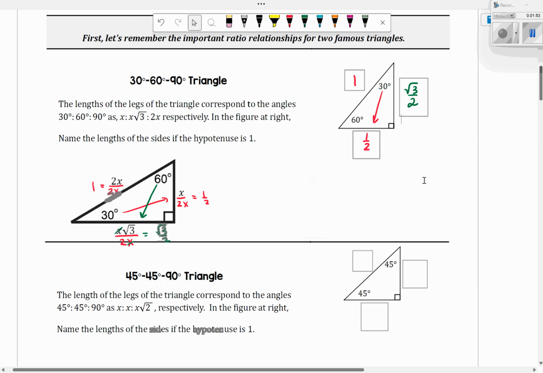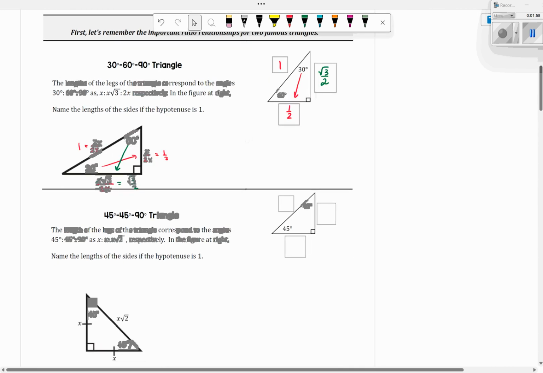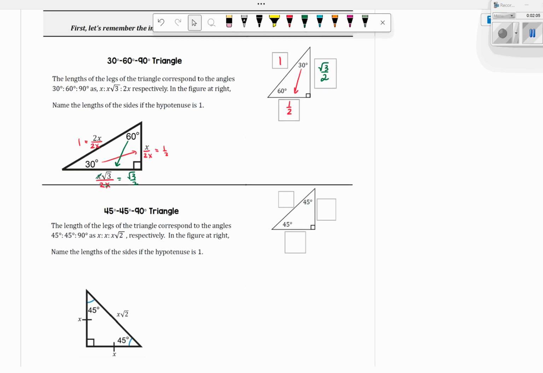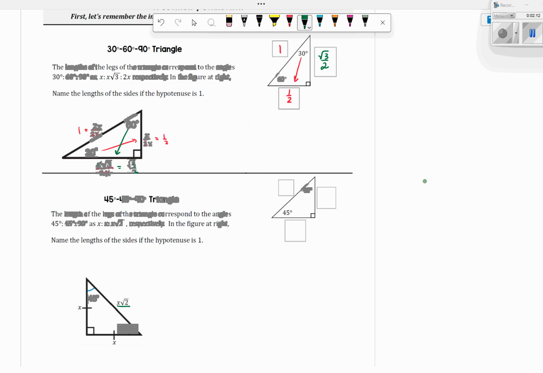Now let's go ahead and look at the 45, 45, 90 degree triangle. Remember for 45, 45, 90, the two legs of the triangle are equal and the hypotenuse is x root 2. So if I solve for the hypotenuse to become a length of 1 for a unit triangle, I would divide by x root 2 on each side. So the hypotenuse across from the 90 degrees is 1, and x divided by x root 2 becomes 1 over root 2.